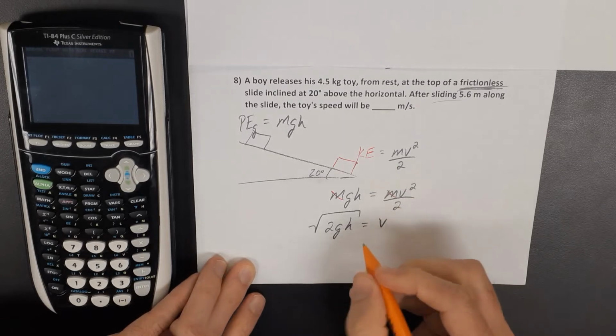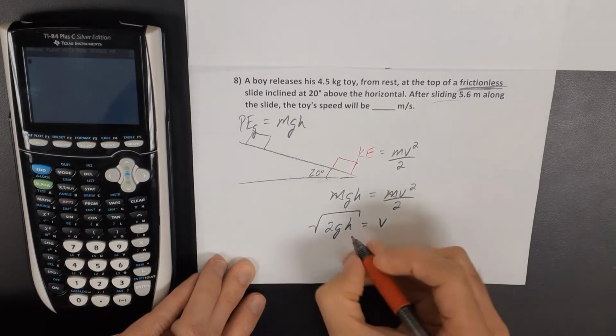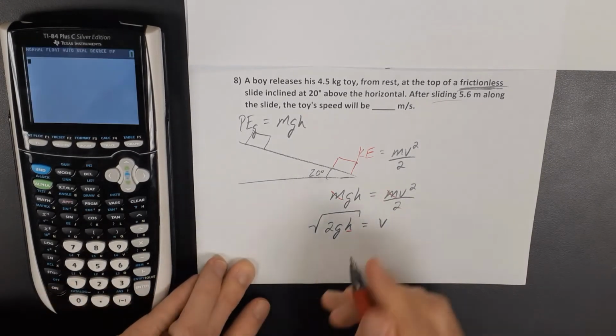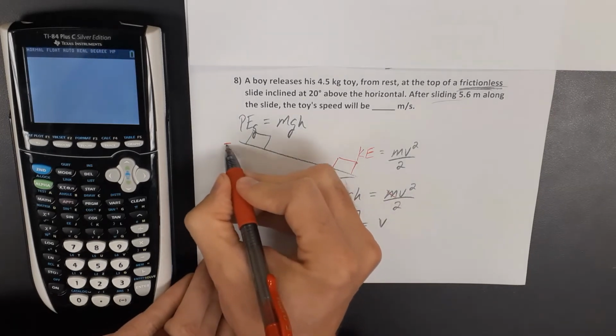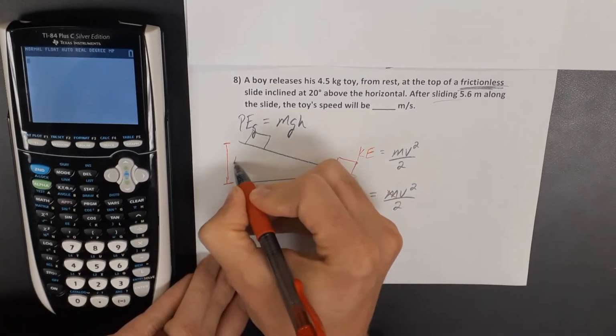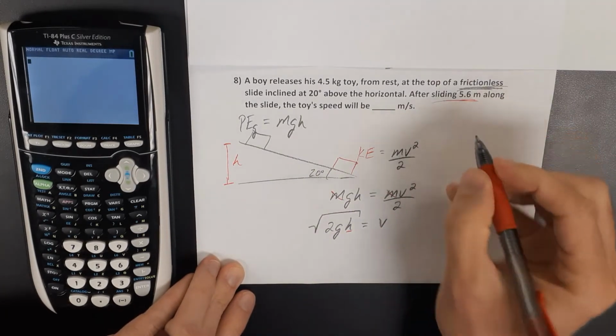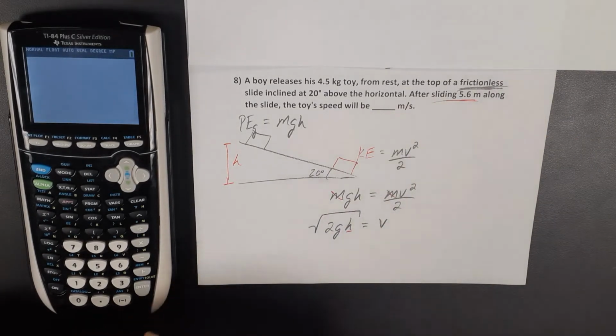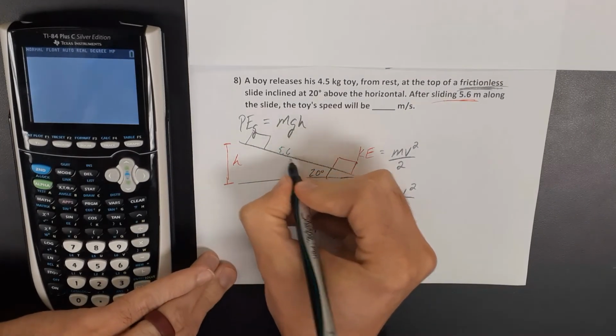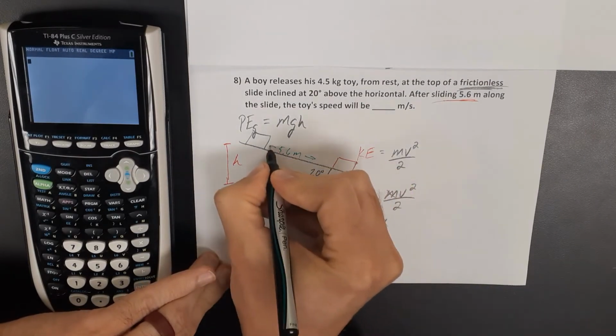All right, and here's where we start to see our first little issue. My formula calls for the height. Okay, that would be right here. What is the height of this ramp? Well, what I was told in the first place is the ramp has a length of 5.6 meters here.